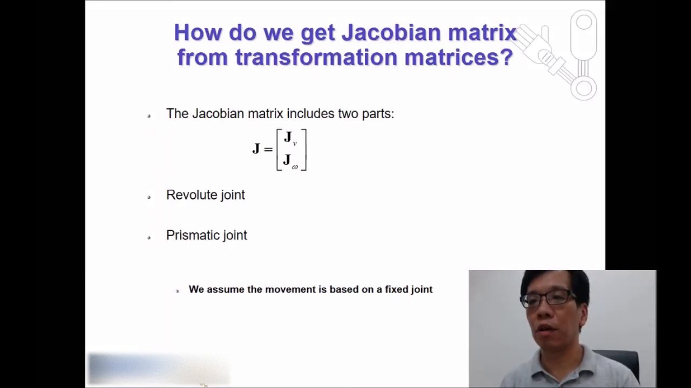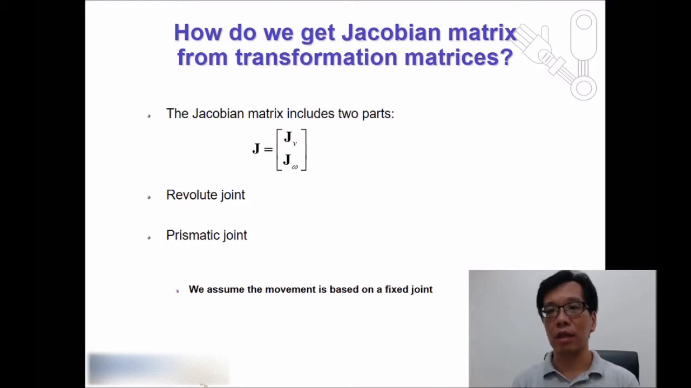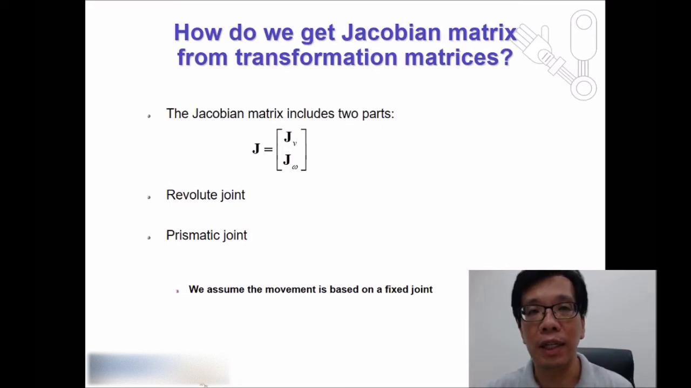In this part, we're going to talk about how to obtain the Jacobian matrix from transformation matrices. Before we start, the Jacobian matrix actually includes two parts: JV and J omega. When we are dealing with JV, that's related to linear movement or translation. J omega is related to angular movement. Those two things are different.